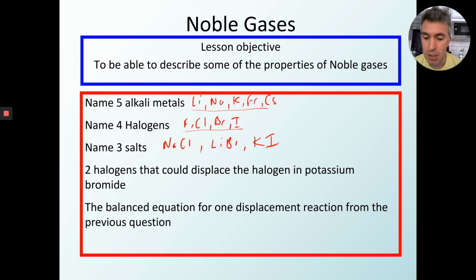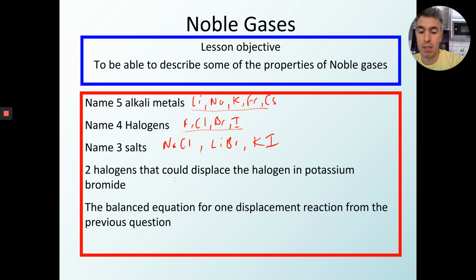What are the 2 halogens that could displace the halogen in potassium bromide? So potassium bromide is KBr. The halogen is bromine. Which 2 halogens are more reactive than bromine? The 2 halogens that are more reactive are either chlorine or fluorine. And can you write the balanced equation for one of those displacements? Let's check I did this right.